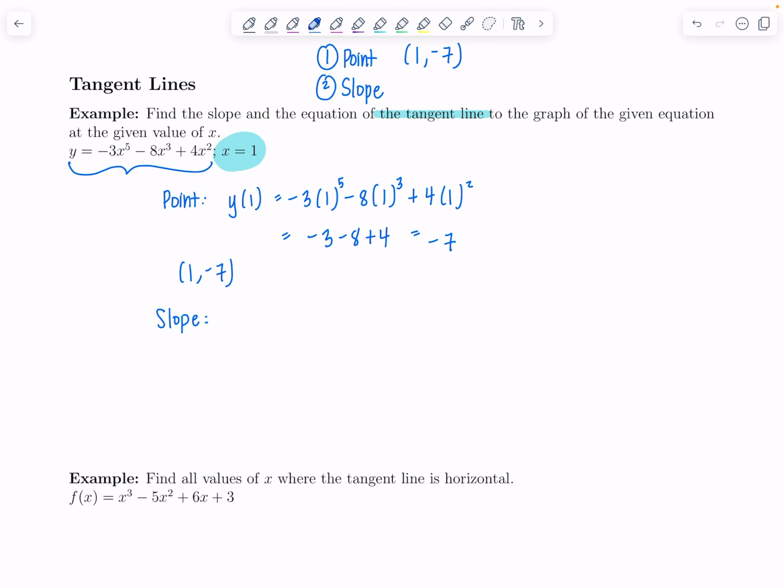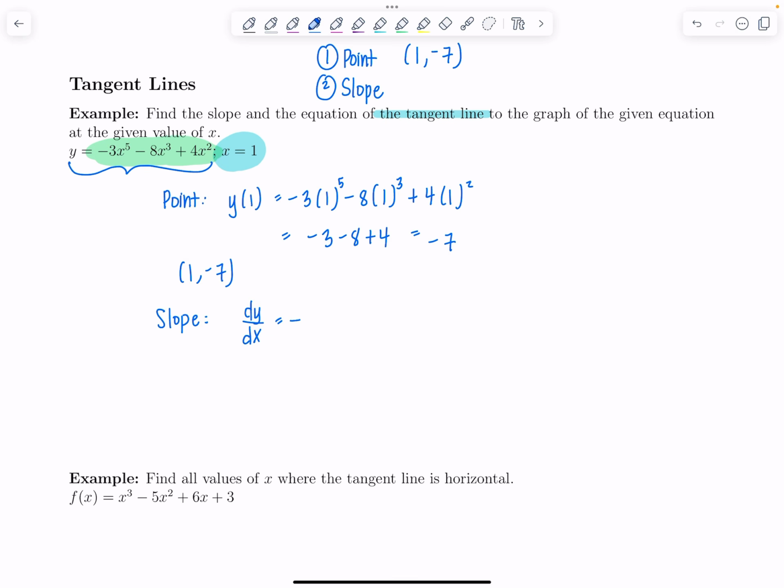So how do I get the slope? Well, now that we are calculus students, we're going to take the derivative. The derivative is a function that will give me the slope of the tangent line to the curve dependent on whatever x value I plug in. So first let's find dy dx. So we have this lovely little function here. Hopefully we're good at taking derivatives so we can work on this guy.